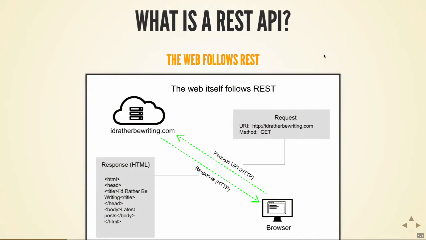The model of the web is very similar, right? You've got a browser. Let's say you go to a website like I'd rather be writing.com. You're making a GET request for this resource. The information is coming back. Your browser is saying, let me make this look friendly, but essentially it's the same thing. It's just delivering a bunch of HTML. So because the web itself follows REST, a lot of the principles about REST should be somewhat second nature.